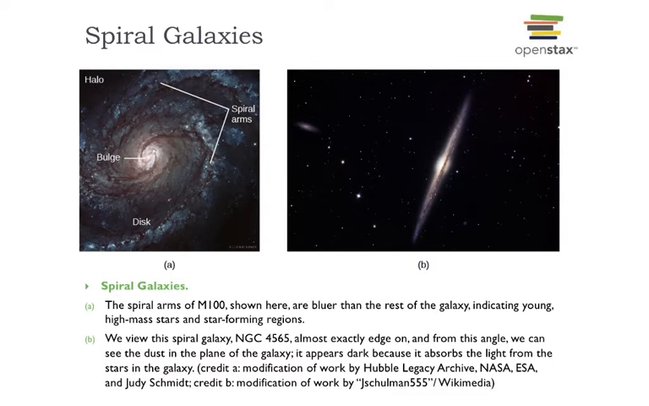Spiral galaxies we looked at in the last section, but just to recap, there's the bulge in the center, very dense. You have the halo, which is a sphere around it, typically with old globular clusters. And then you have the disk, which is where the spiral arms are, and you have ongoing star formation there.